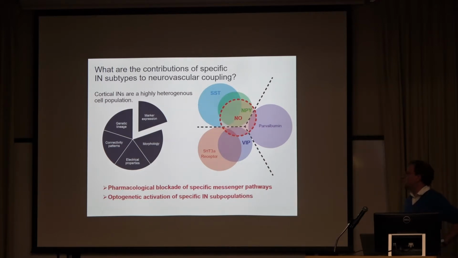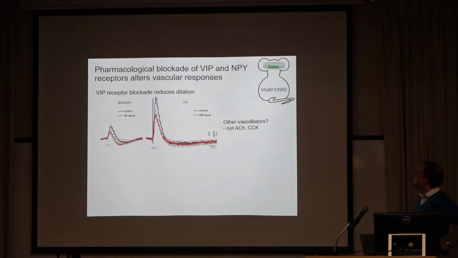And our approach now was either to use a pharmacological blockade of specific messenger pathways, for example of NPY or VIP, or to perform an optogenetic activation not of all interneurons but of specific subtypes. And first I would like to show you the results we got with pharmacological experiments. So we blocked VIP receptors and looked at the vascular response to sensory and optogenetic stimulation in the mouse, which expresses channelrhodopsin in all interneurons. And you can see a reduction of the dilation amplitude in both cases.